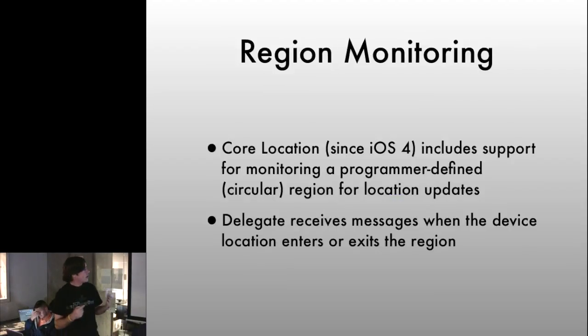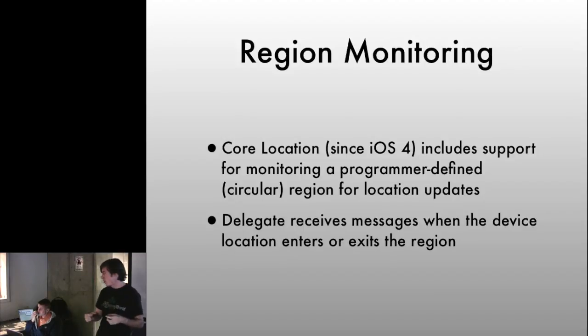Okay, region monitoring allows you to define a circular region. So basically, you pick a point that you want to be the center of your circle, define the radius of that, and that defines a region that will get monitored. And you'll get a message when you leave or enter that region.